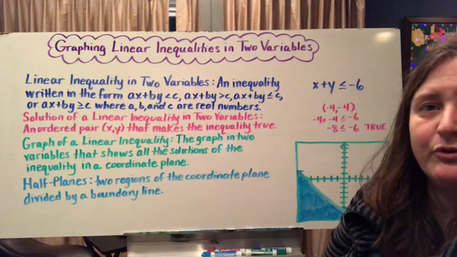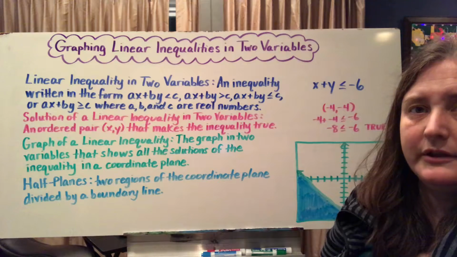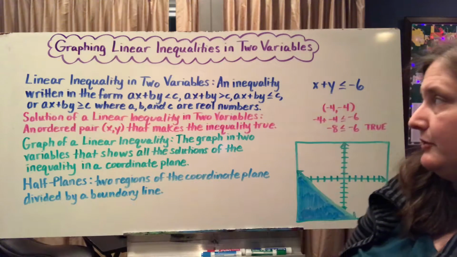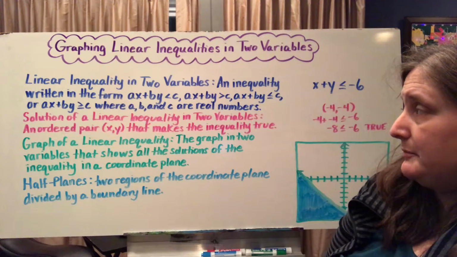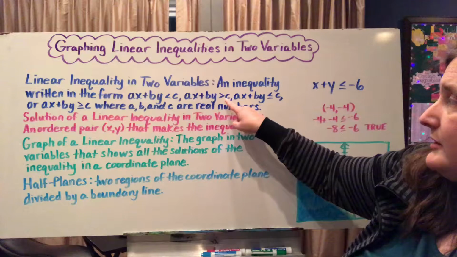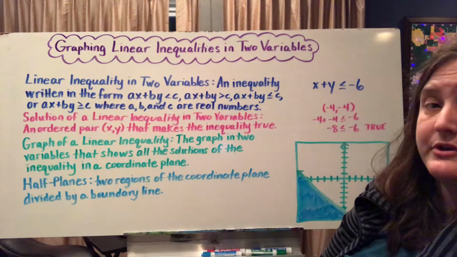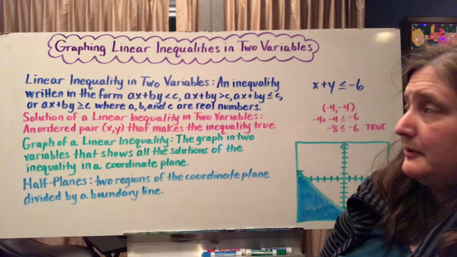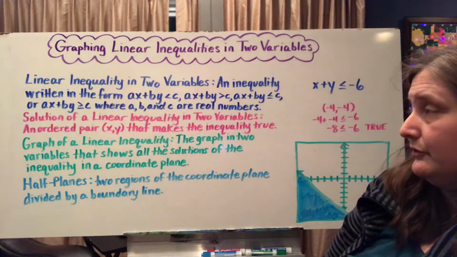Today we're talking about graphing linear inequalities in two variables. A linear inequality in two variables is an inequality written in the form ax plus by is less than c, ax plus by is greater than c, ax plus by is less than or equal to c, or ax plus by is greater than or equal to c, where a, b, and c are real numbers.